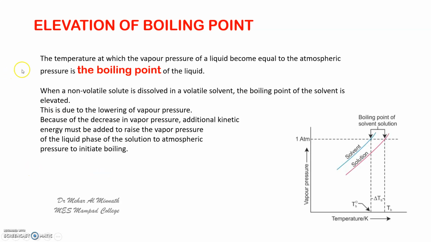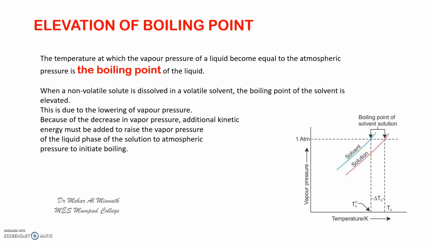Now that is depicted in this picture on your right side. You can see here, when we plot a graph of vapor pressure versus temperature for a pure solvent and for a solution, you see that the boiling point of a solvent is at a lower temperature than the boiling point of the solution. The solution curve remains always lower than that of the solvent curve.